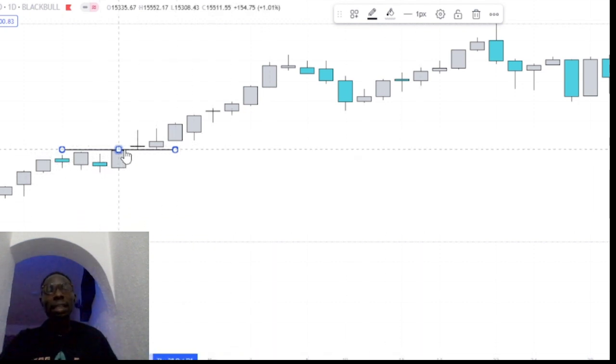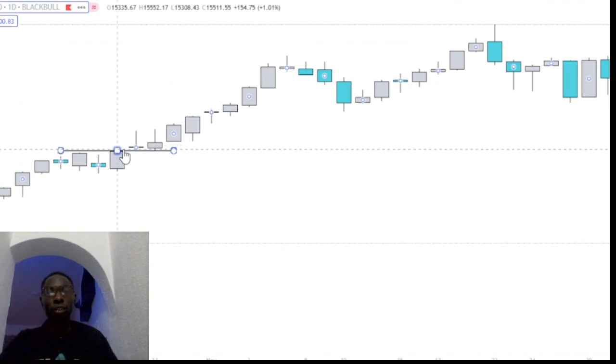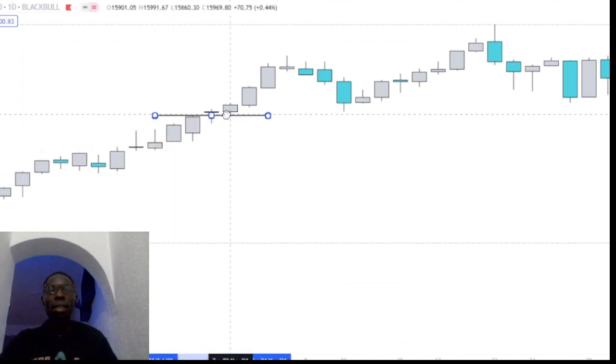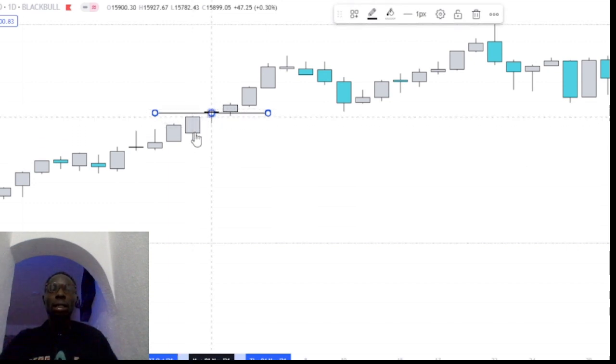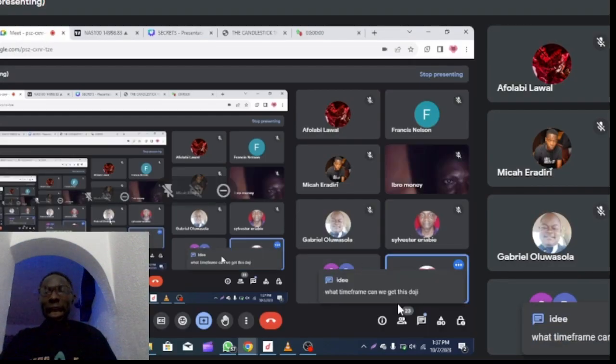Okay, look at this now, that this is on a support. Can you see that this is on a support? Support, resistance broken up to support. I will trade this. Any question?